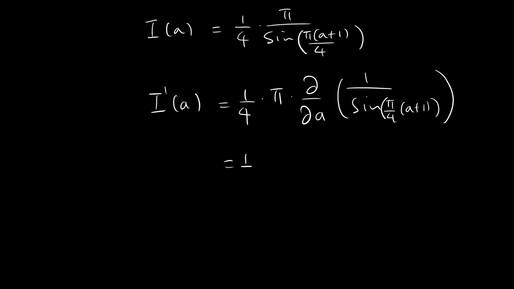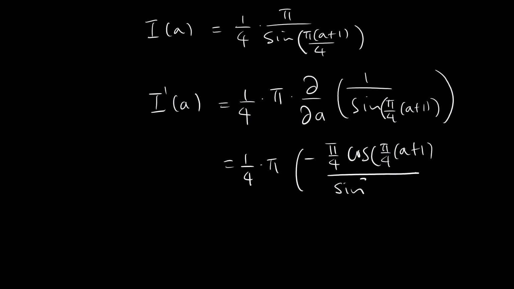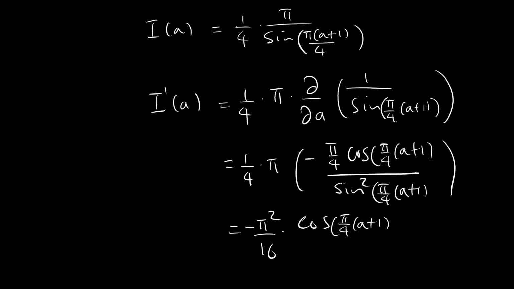So this is a quarter times pi times negative of, obviously, pi over 4 cosine of pi over 4 a plus 1, times sine squared of pi over 4 a plus 1, which is negative pi squared over 16 times cos of pi over 4 a plus 1 over sine squared of pi over 4 a plus 1.